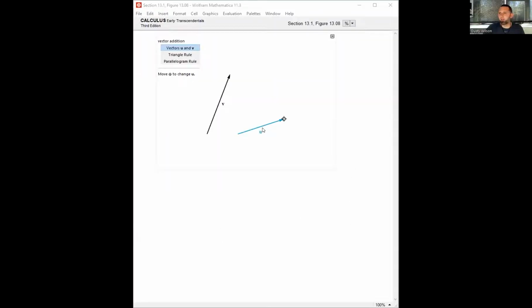Okay, so here we have two vectors, u and v. If we want to use the triangle rule, notice that what we're going to do is take our v vector and tag it on to the end of the u. So the initial point of v is at the terminal point of u. We move that terminal point, and the sum will of course change. Our resultant vector, u plus v, starts at the initial point of u and ends at the terminal point of v. So that's the triangle rule.